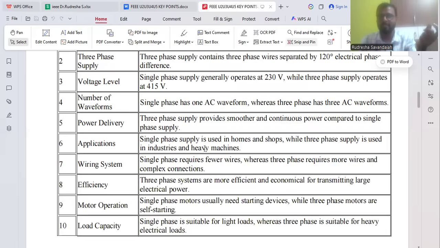Wiring system: single phase requires few wires, whereas three phase requires more wires and complex connections. Efficiency: three phase systems are more efficient and economical for transferring power.